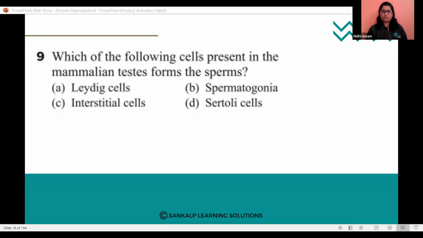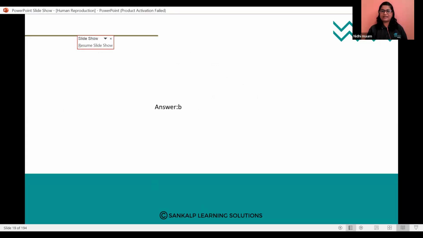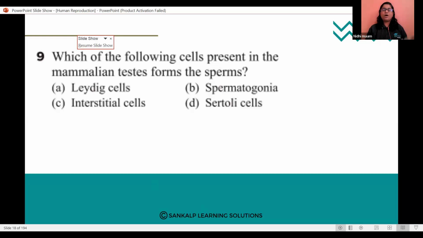Anita, Varshini. Most of you voted for option C, interstitial cells. Some of you voted for option A, Leydig cells. They asked which cell will form the sperms. The right answer for this question is option B, spermatogonia.